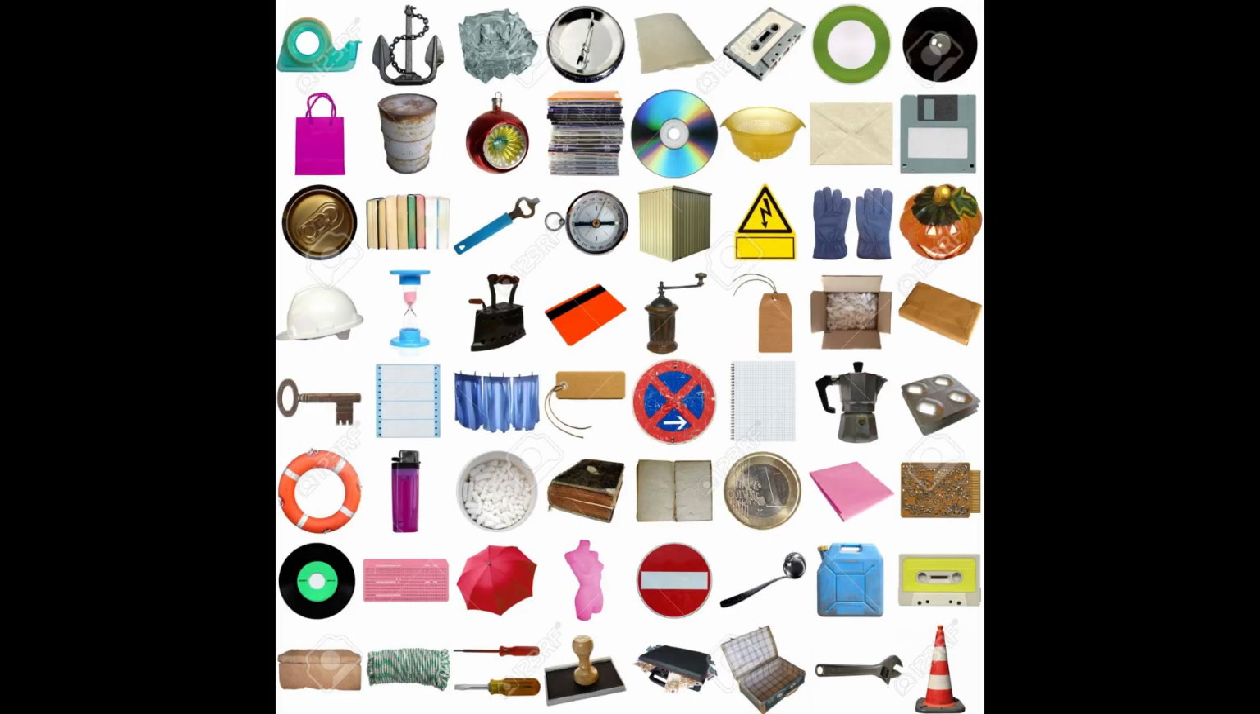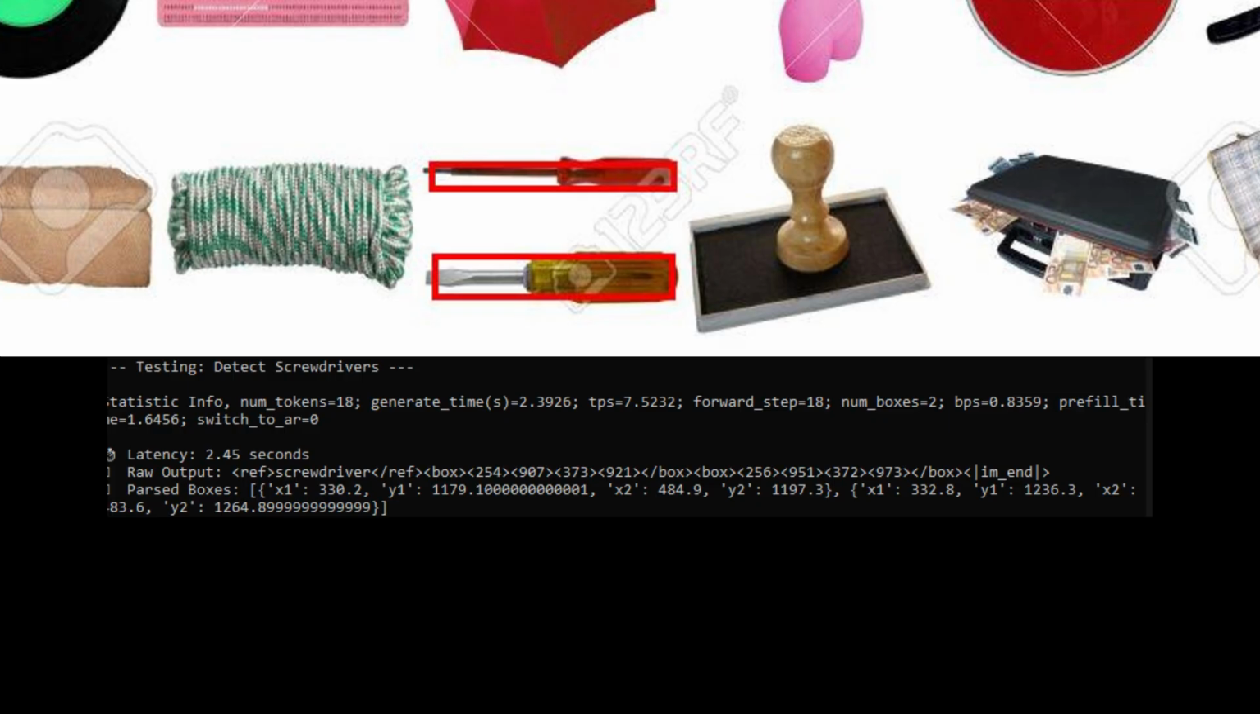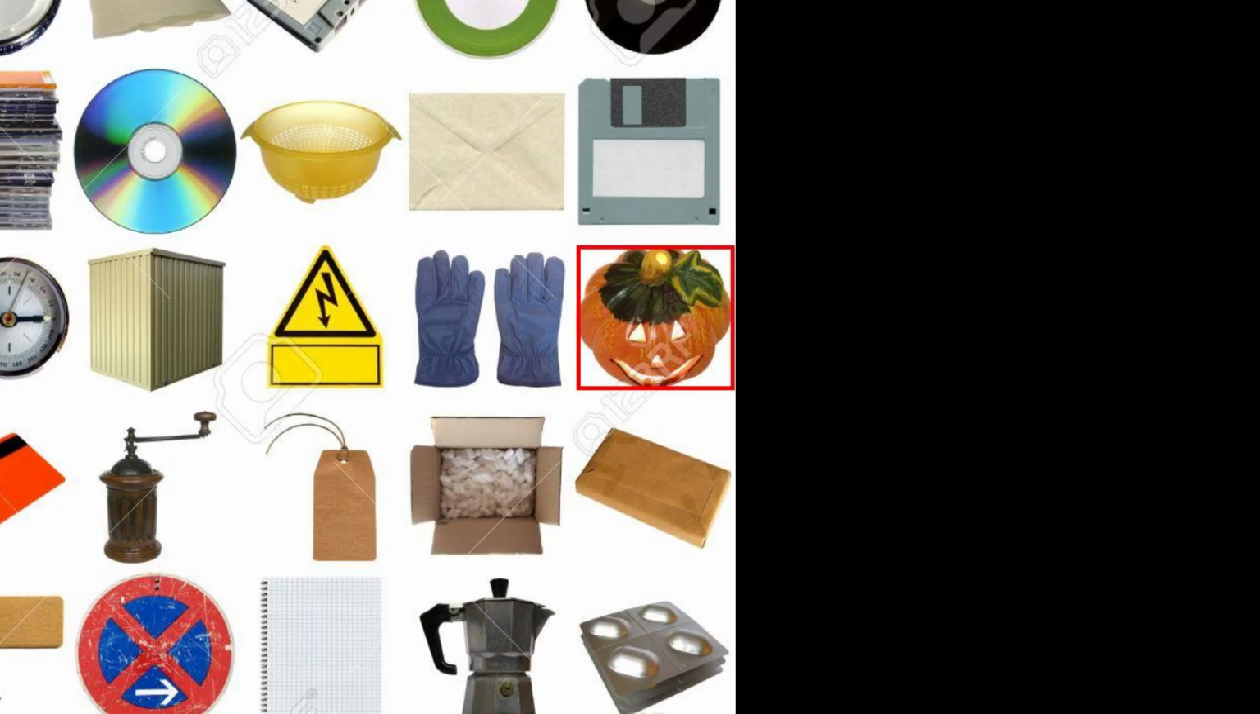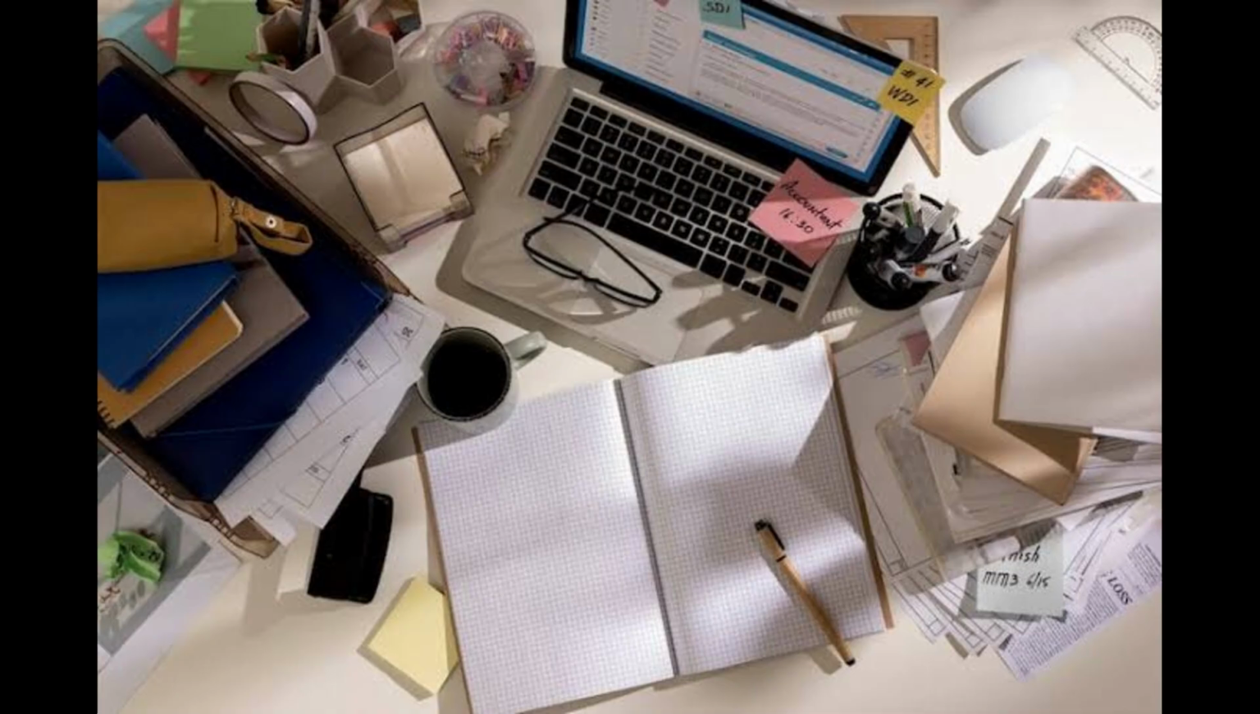First, we will test the model to find a screwdriver in this dense image which all the other models failed to parse. Okay, it was correctly able to find the screwdriver in just 2.5 seconds with 7.5 tokens per second. Next, we asked it to find the pumpkin, and it was able to find it in just 1.5 seconds. Next, let's ask it to find all the sticky notes in the image. This one is hidden. It was able to find one, and it only took 2.6 seconds.